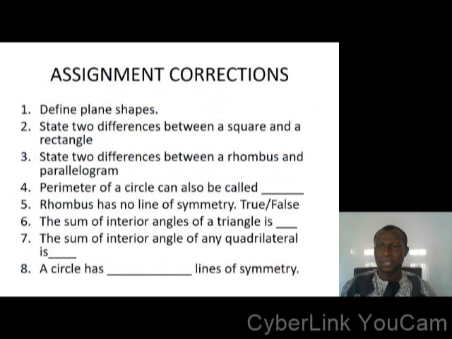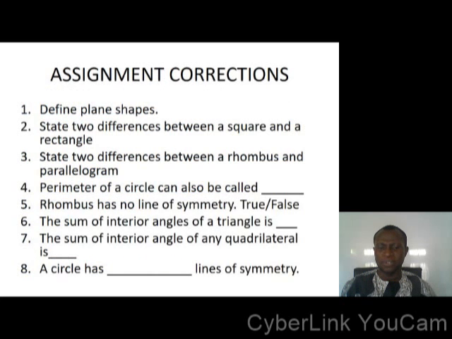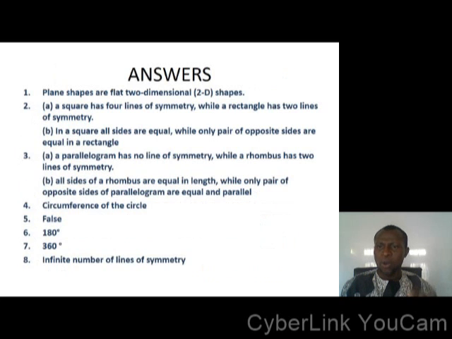Then number 3, state two differences between a rhombus and a parallelogram. The first one there: a parallelogram has no line of symmetry, while a rhombus has 2 lines of symmetry. Then the second part of it: all sides of a rhombus are equal in length, while only opposite sides of a parallelogram are equal and parallel.